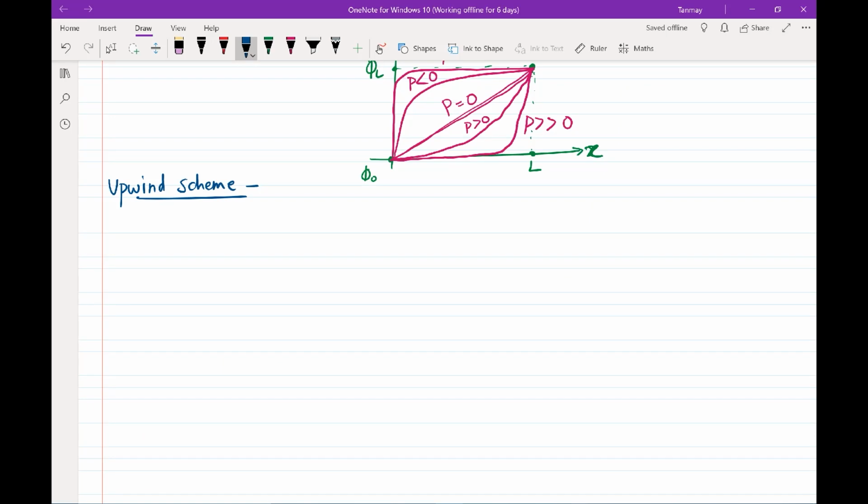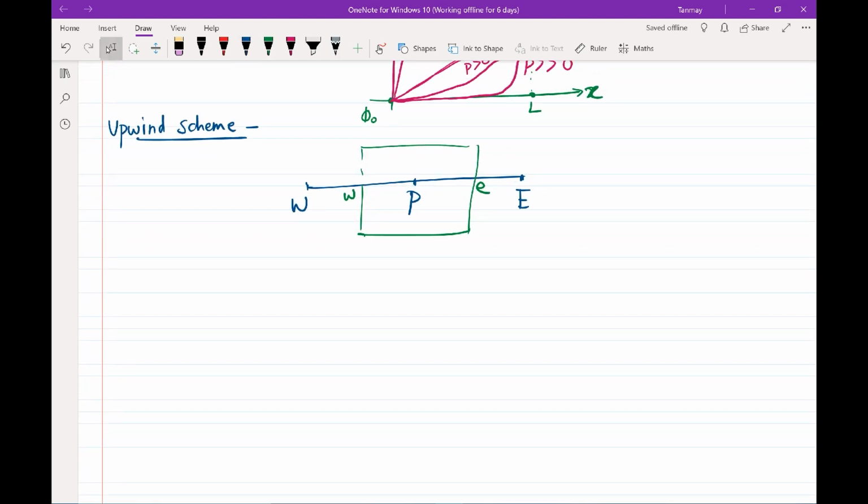schemes. So I'll first draw the same control volume again. So we had this P, we had this capital E and capital W, and we had our control volume where we had this small e and small w. We took our governing equation and we integrated it, remember? So we had something like Fe phi small e minus Fw phi small w equals diffusion. I'm not going to touch the diffusion term because that's not of my interest.